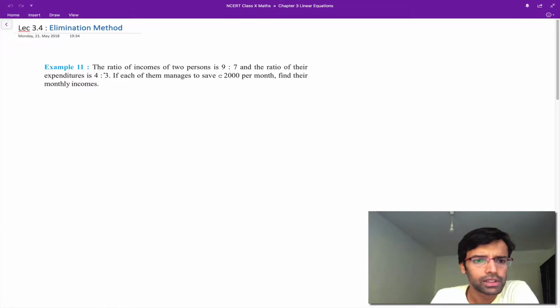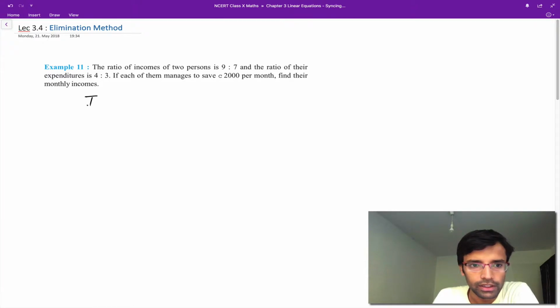So the example says the ratio of incomes of two persons is 9:7 and the ratio of their expenditure is 4:3. If each of them manages to save 2000 per month, find their monthly incomes. So we have information here about the income ratios and the expenditure ratios and how much they save. And we need to find the monthly incomes.